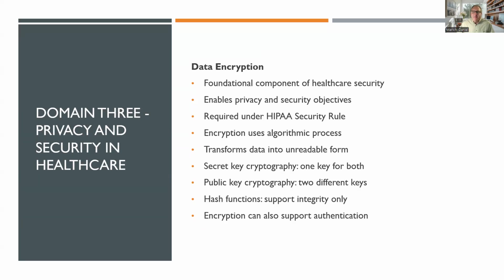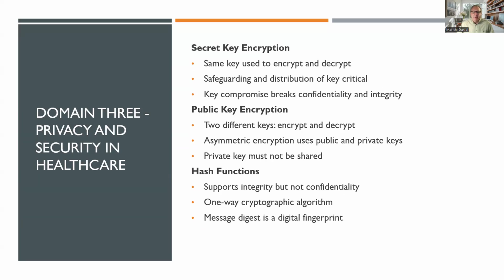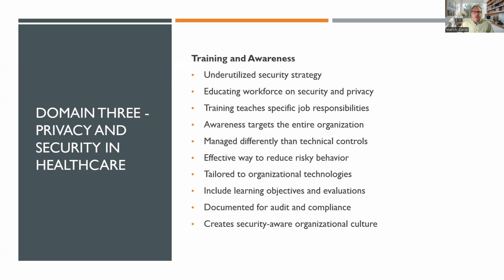Be familiar with that. Be familiar with the concept of secret, public, and hash keys, which would go on this slide here. Secret key is the same key used to encrypt and decrypt. Public key has two different keys, the encrypt key and the decrypt key, the private key and the public key. Be familiar with that. You do not share the private key, but the public key is shared. Hash functions, all right, so this is basically just supports integrity. It's a one-way algorithm, so be familiar with hash functions.